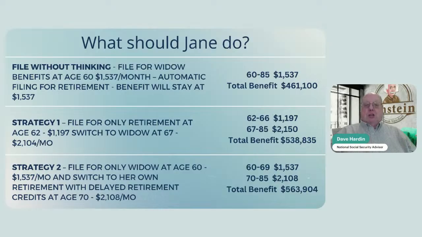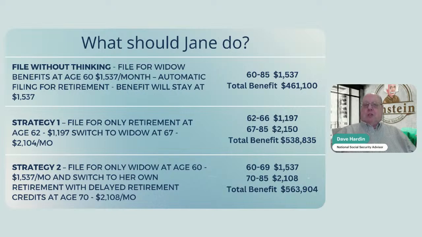Most people say number 2 here is better. Take the widow benefit, take the survivor benefit. At age 60, it's $1,537. But you remember that $1,197 benefit that you get at 62? You don't want to switch. That's less money. But it's still yours.